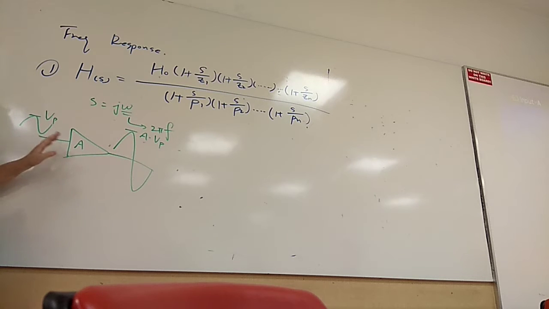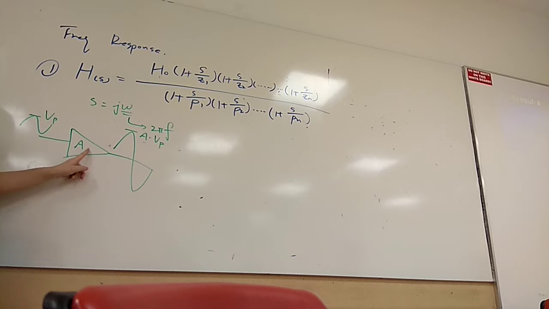Why? It's because your amplifier is not ideal. It will not allow all the frequencies to pass through. Let's say if your frequency is low, 100 Hz is okay. 100 Hz can pass through your op-amp and be amplified. The amplitude will be amplified. But if the frequency is very high, let's say 1 MHz, the 1 MHz may not be able to pass through your op-amp.